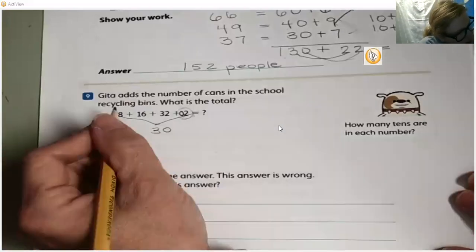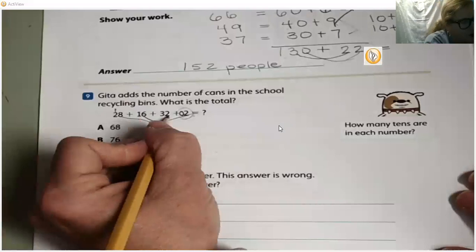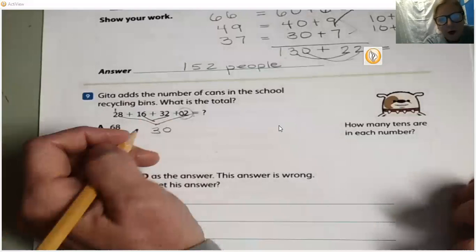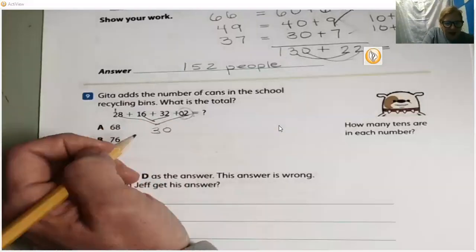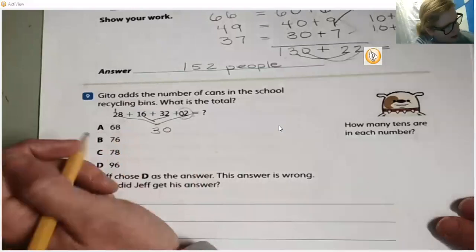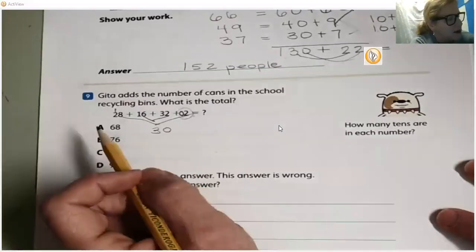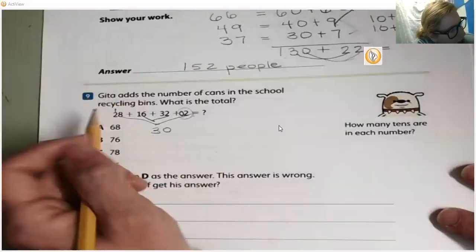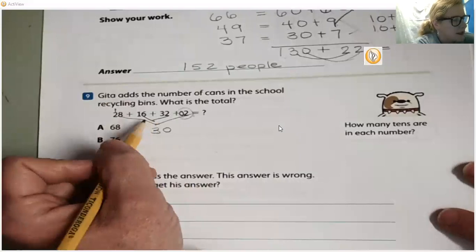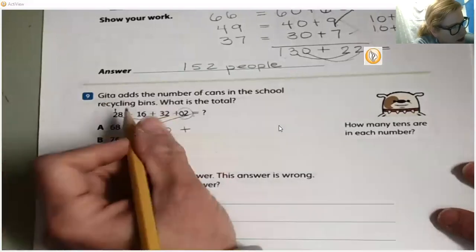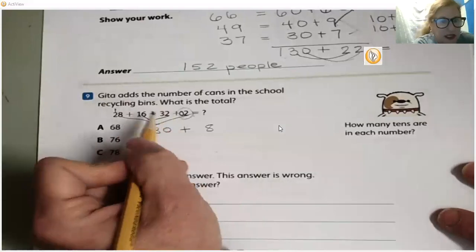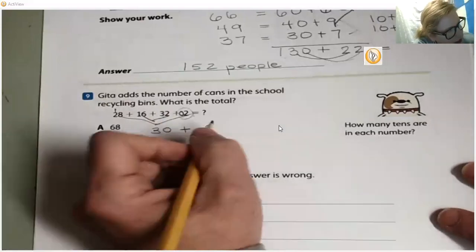Then you could add the 16 and 32. Some of you who are doing some higher doubles facts will know that 16 plus 16 equals 32. Not time. Did I say? Yeah, plus. Almost thought I said times. 16 times 2 equals 32. So 16 plus 32. So 6 plus 2 equals 8.